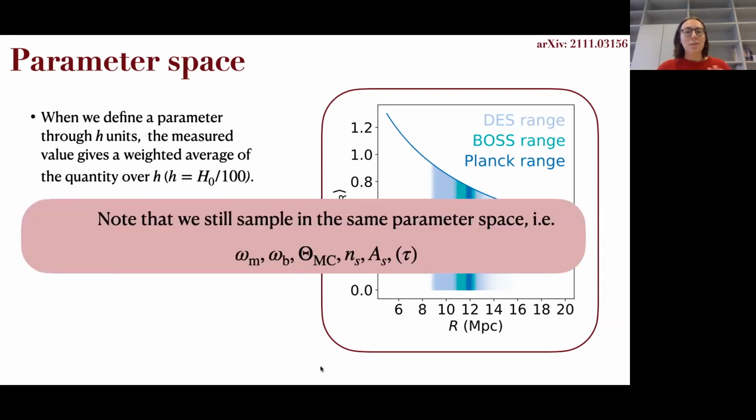However, an important note is that this physical parameter space is only what we're interested in for our constraints. So it's a tool for us to understand what our probes are saying, what they're constraining, what they're describing. Our sampling is still performed in the usual CosmoMC parameter space: the matter density, the baryon density, theta_MC, spectral index, A_s, and whenever we're using Planck, the optical depth tau.